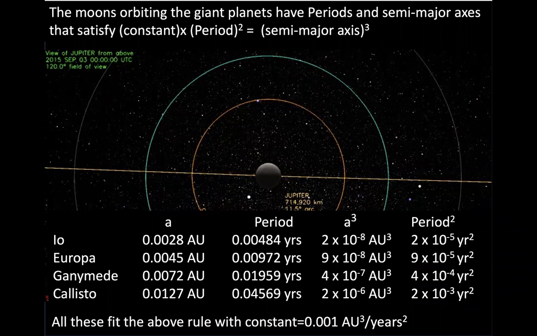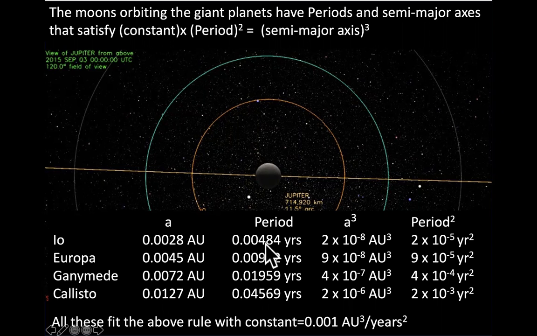Quick way to demonstrate this. Let's look at Jupiter. Jupiter has a collection of moons in orbit around it. The 4 biggest ones are Io, Europa, Ganymede, Callisto. We know the sizes of their orbits. They're small by comparison to the orbits of planets, but that's fine.